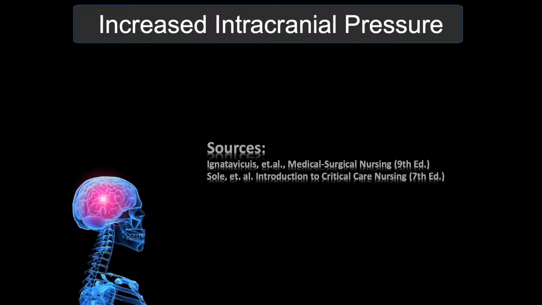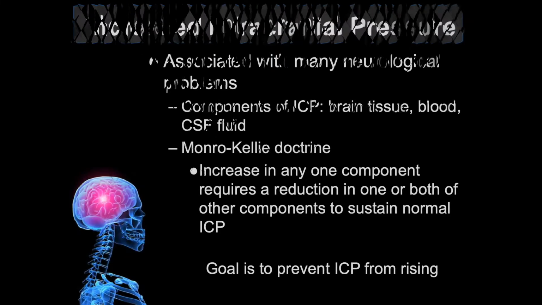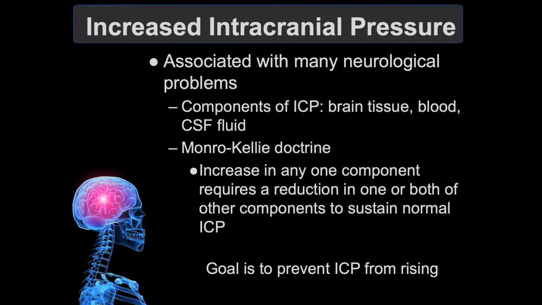Increased intracranial pressure is associated with many neurological problems and is at the root of many neurological syndromes as either a primary injury or a secondary injury. As such, any patient who has sustained an injury to the central nervous system is at risk for increased intracranial pressure, or IICP. Normal cerebral compliance occurs when an increase in one of the three components of ICP, that is, brain tissue, blood, or cerebrospinal fluid, increases and then one or both of the other components decrease.